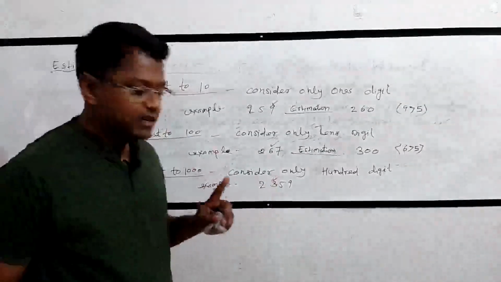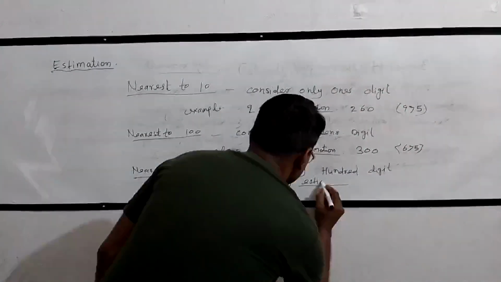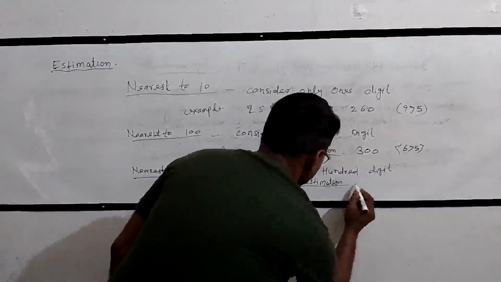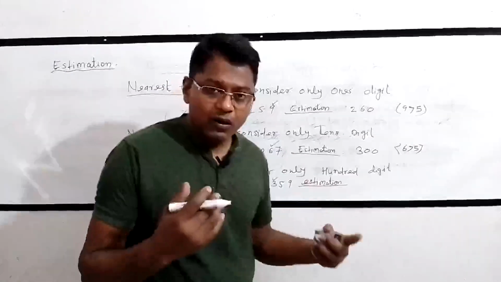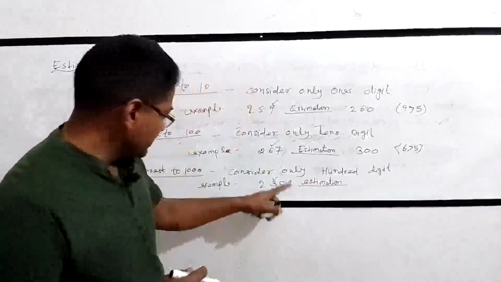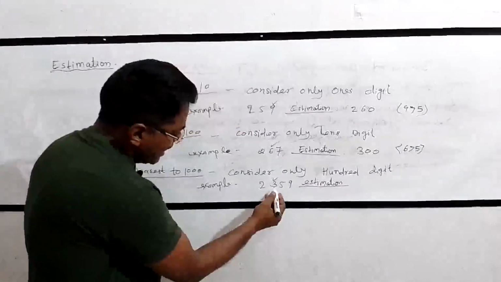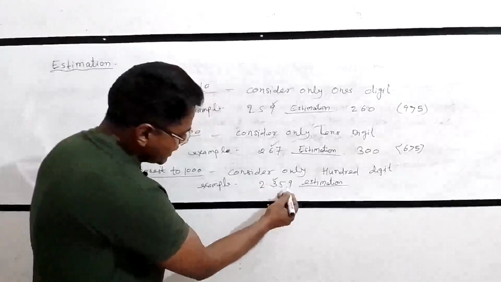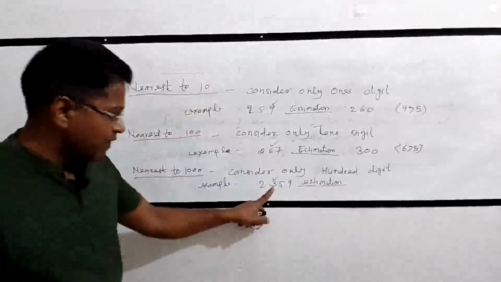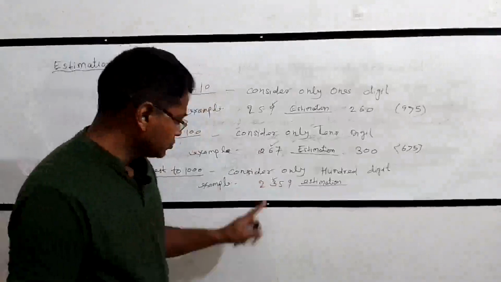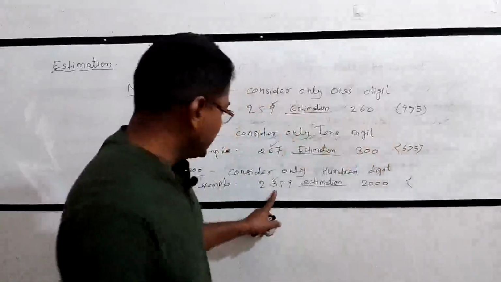If this digit is 5 or greater than 5, then you will round off to the next entire 1000. For example, if it were 5 or greater than 5 here, then the entire round off would be 3000. But here you are getting that the 3 is less than 5, so the entire round off will be 2000, because 3 is less than 5.